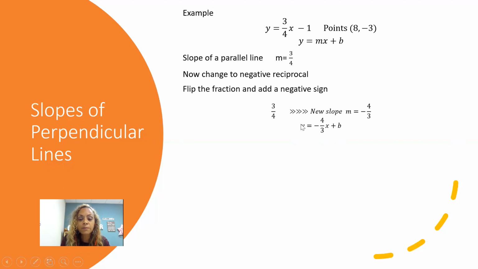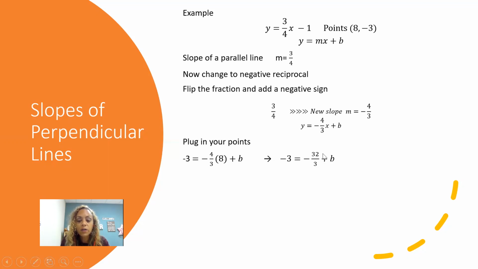Okay, let's write it in the form y is equal to negative 4/3x plus b. So now we get to plug in our point. So we have x is 8 and y is negative 3. Negative 3 is equal to negative 4/3 times 8 plus b. So remember, we multiply these two together. So we can rewrite this as negative 3 is equal to negative 32 over 3 plus b, since 4 times 8 is 32.